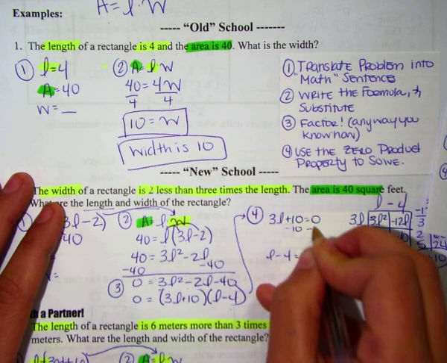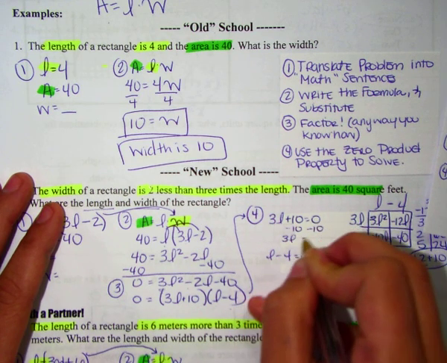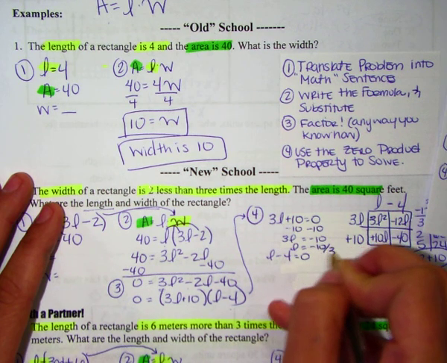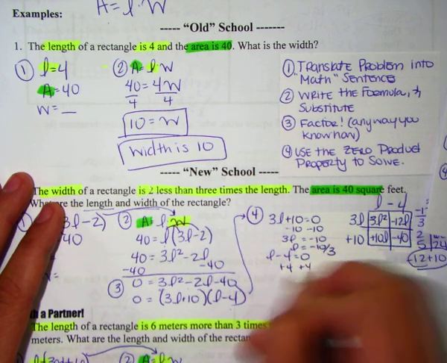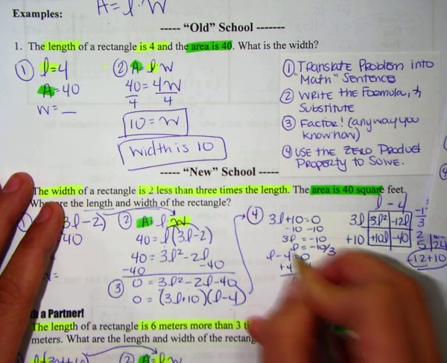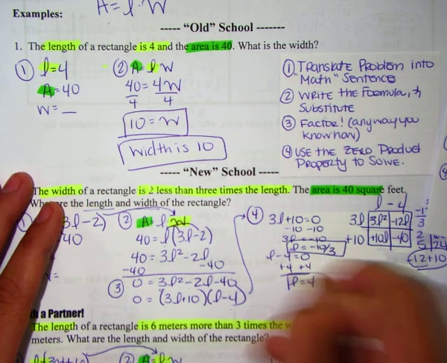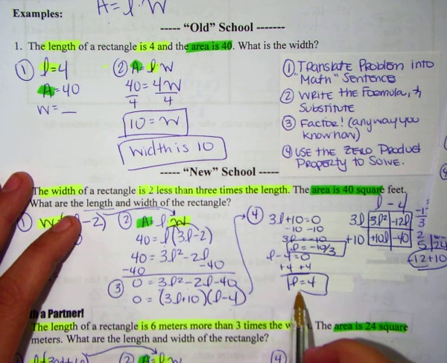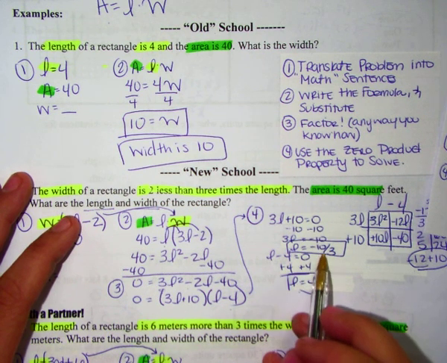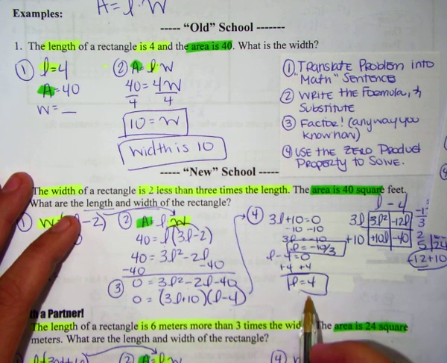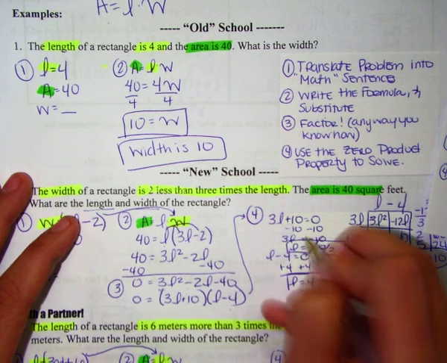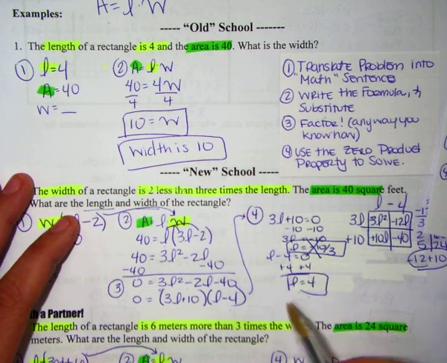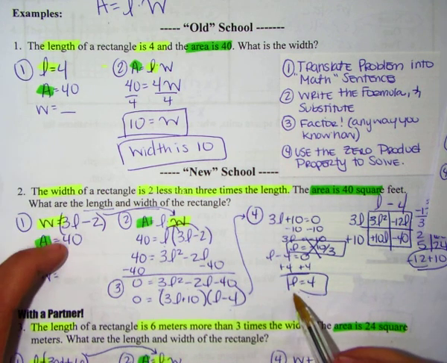So subtract 10, 3L equals -10, divide by 3, L equals -10/3, add 4, L equals 4. So I have L equals -10/3 and L equals 4. So this means the length is -10/3 and the length is 4. So I'm actually going to throw this out because it doesn't make sense for a length to be negative. Negative answers are always going to be thrown out. So the length is 4.